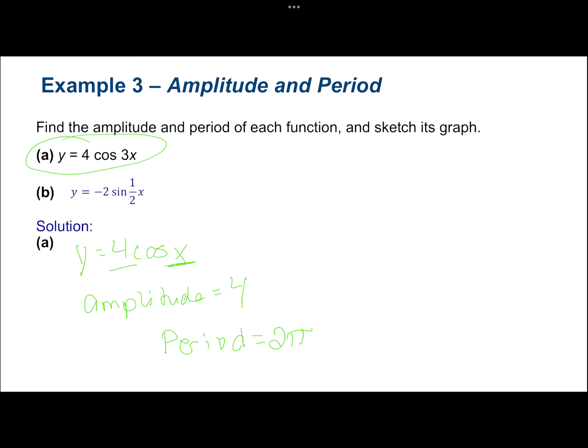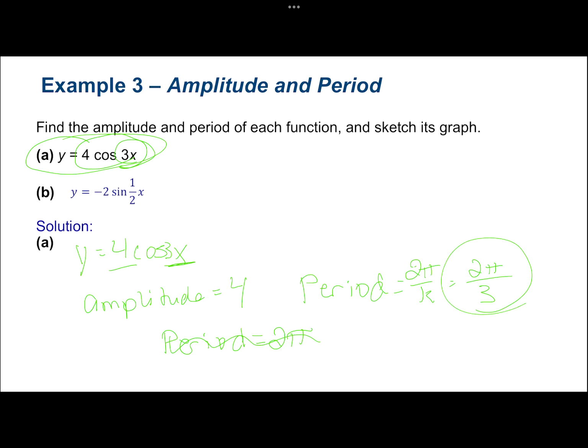Oh, just kidding, I didn't write this right. Scratch that. We have 4, 3, there should be a 3 here. So my period, to make it match yours since I wrote it wrong, is 2 pi over k. In this case, our k, the number in front of the x, is 3. So my period is 2 pi over 3.